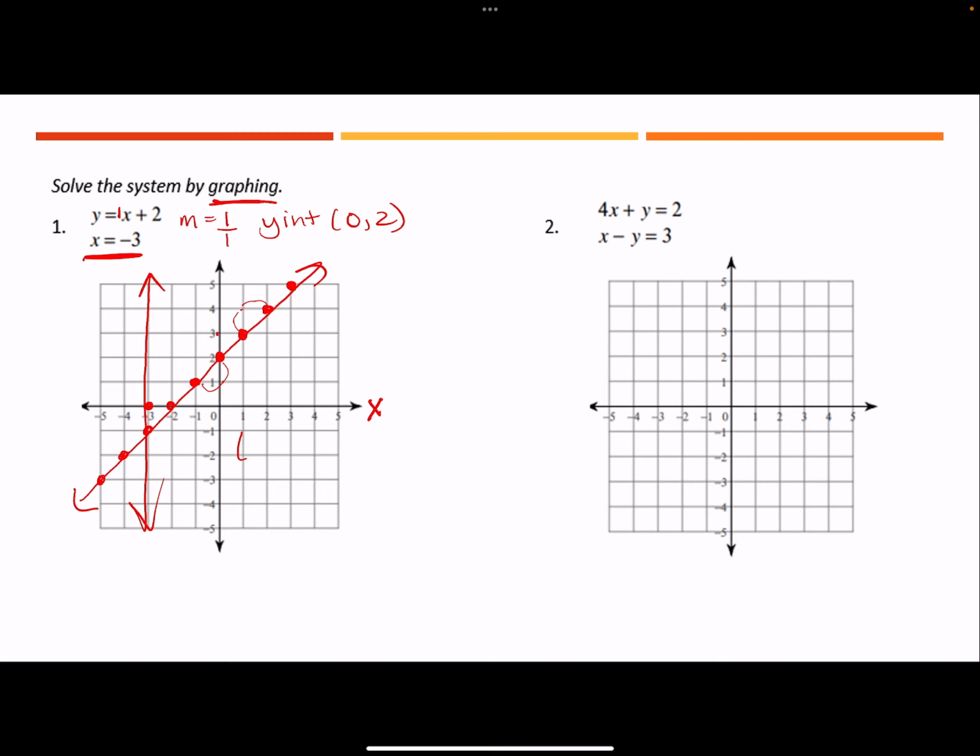So to solve the system, I'm looking for the point that these intersect at. And this is the point -3, -1. So there you go. All right, number 2.